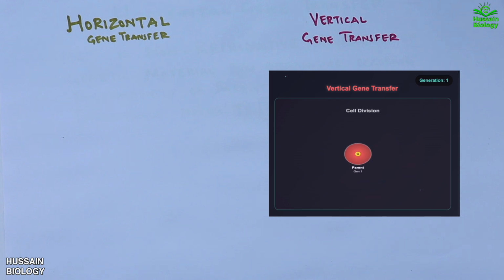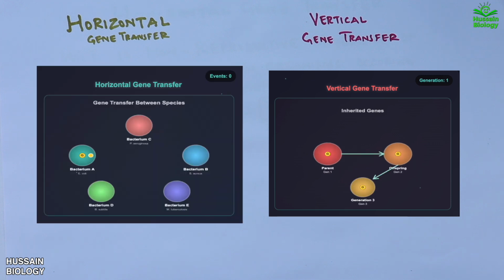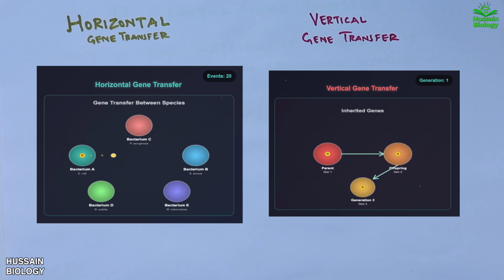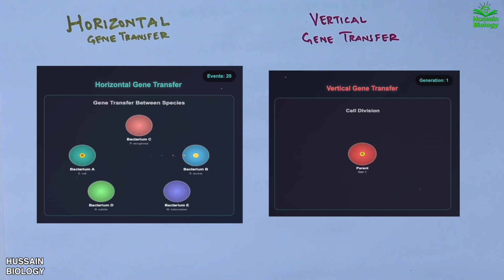generational line. In contrast, horizontal gene transfer breaks this rule. Here DNA moves laterally. We see in the animation the genes or DNA gets transferred between the organisms of the same generation, and sometimes even across different species as shown in the animation. A transfer between bacterium A to B or B to C or A to D. So different species are coexisting at the same time during the transfer. This process is especially common in bacteria, and it has profound implications for evolution and medicine.